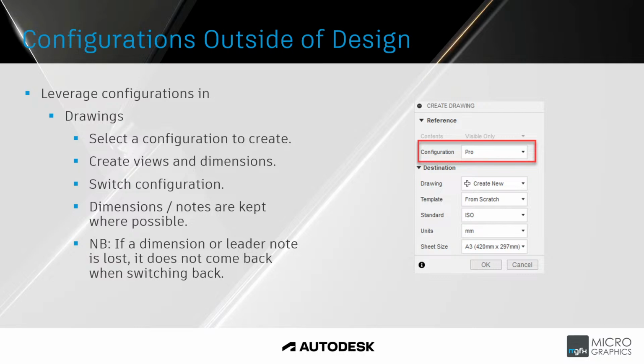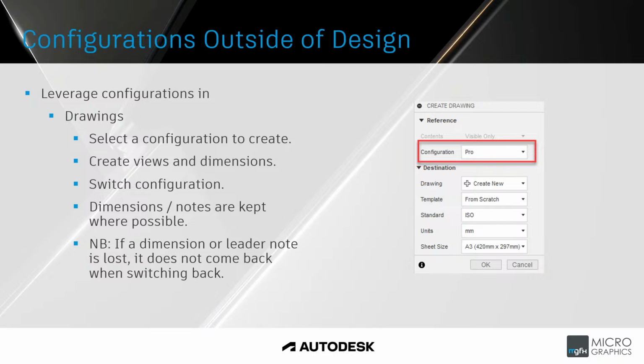Okay, so moving on, how can configurations be used outside of the design environment? So how do we leverage these configurations? And this slide specifically looks at drawings. Essentially, when you create a drawing, you can choose the configuration that you want to use within that drawing. So we'll see here, the configuration is set to Pro, and that would create a new drawing. If you then want to create a new sheet or add another view from the Pro configuration, we can add that to the new drawing.